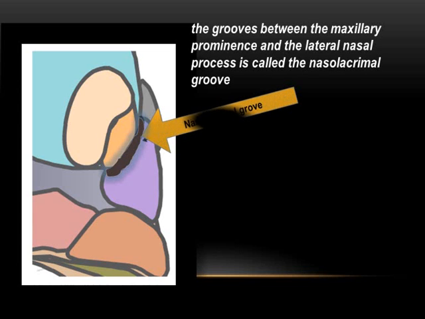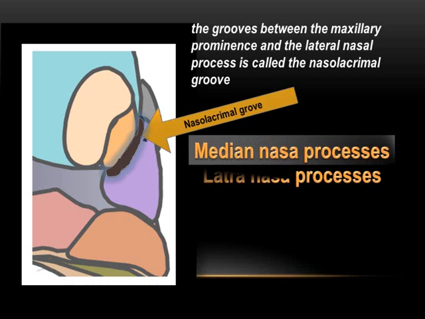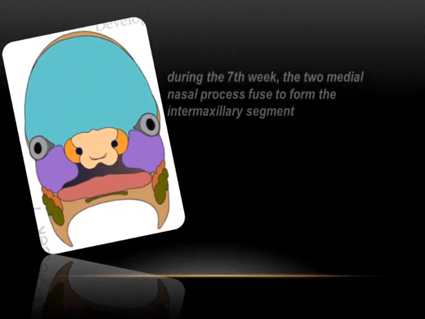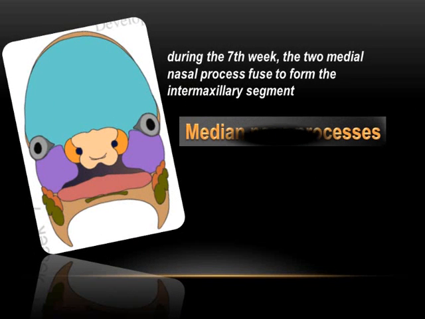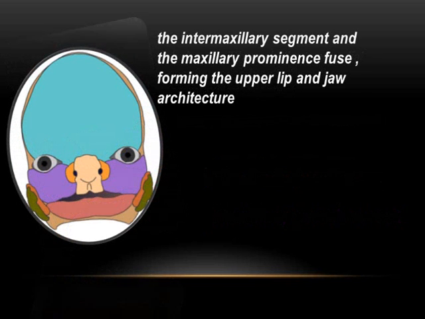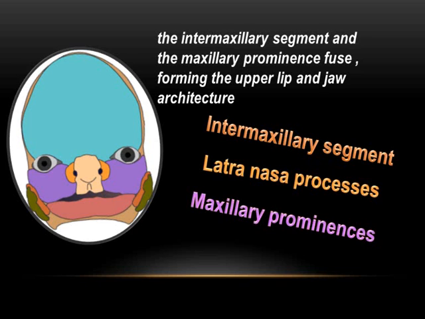The groove between the maxillary prominence and its lateral nasal process is called the nasolacrimal groove. During the 7th week, the 2 medial nasal processes fuse to form the intermaxillary segment. The intermaxillary segment and the maxillary prominence fuse, forming the upper lip and jaw architecture.